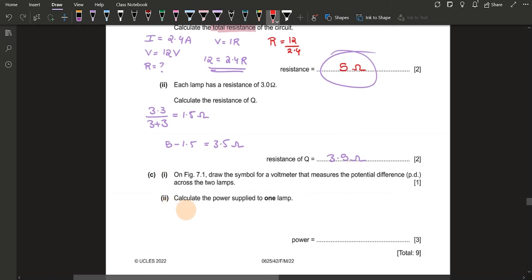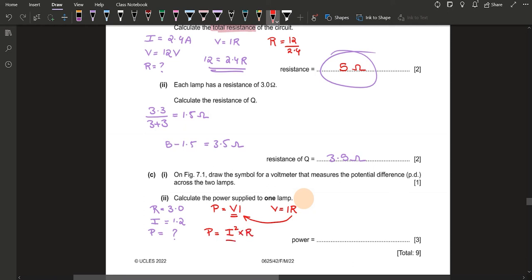So part 2 says, calculate the power supply to one lamp. So we know that the resistance of one lamp is going to be 3. Okay, so 3. And we know that I is equal to 1.2, and we are supposed to find P. So the only equation we can use here is P equals VI, and then we know that V equals IR. So we can substitute our V here because we don't have our voltage. So P equals I square into R.